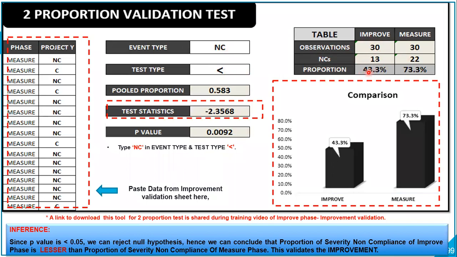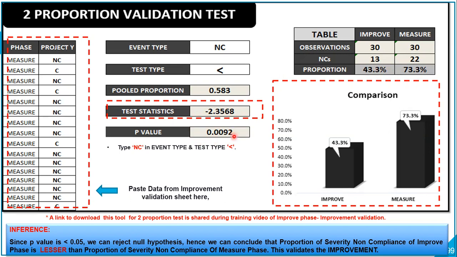So the proportion of NC is 43.3%, whereas for measure phase we had 22 defective days and the total number of days we collected data was 30. So the proportion of NC was by that time 73.3%. So mathematically, we have improved the performance from 73.3% to 43.3%. However, have we improved the performance statistically? We need to check that, and for that sake we will check the p-value.